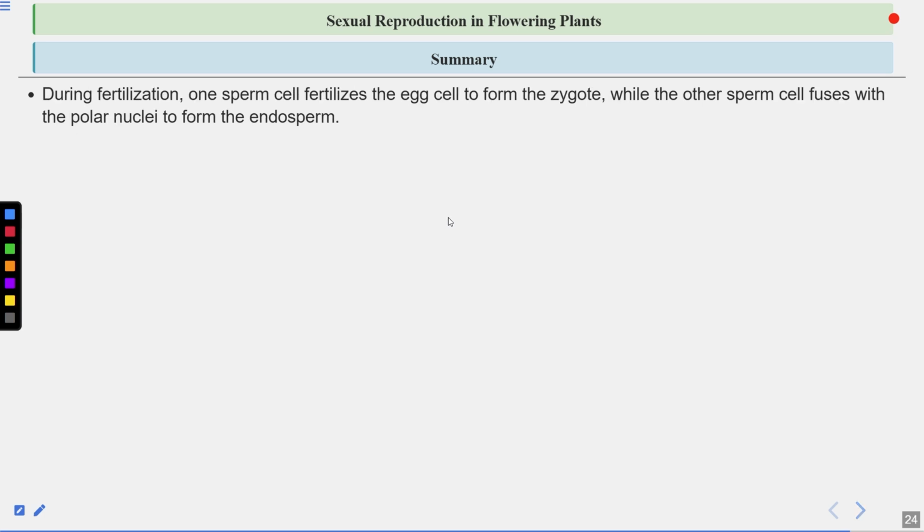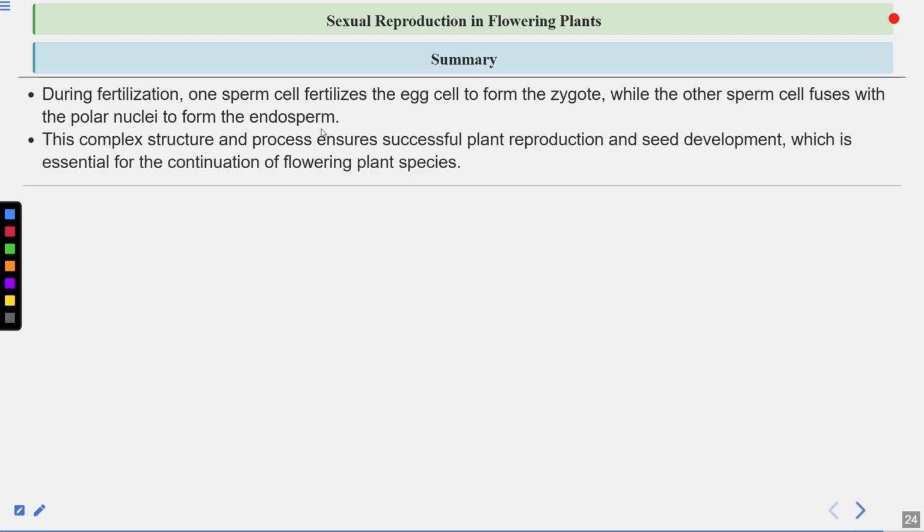During fertilization, one sperm cell fertilizes the egg cell to form the zygote, while the other sperm fuses with the 2 polar nuclei to form the endosperm. This complex structure and process ensures successful plant reproduction and seed development, which is essential for the continuation of flowering plant species.